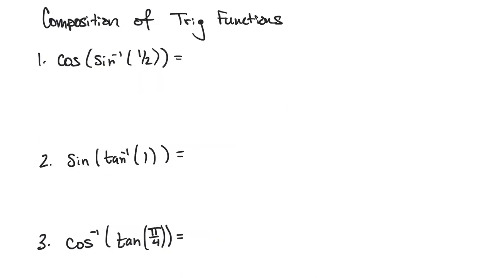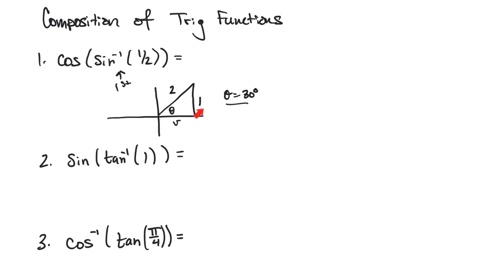For the composition of trig functions, this one gets a little bit trickier. Notice that you have two different trig functions applied right back to back. So the first thing we do is work from the inside out. This is just like the previous examples we looked at. I'm going to figure out what angle gives me a sine of 1/2. The sine is opposite over hypotenuse.